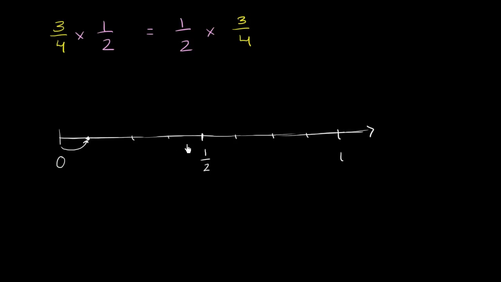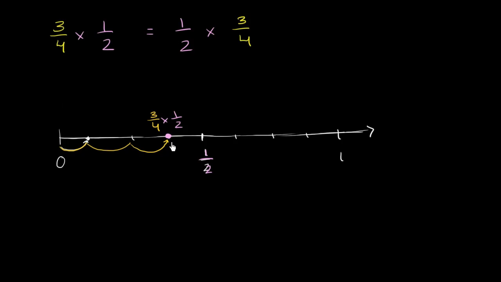But that's not what we care about. We want to get to 3/4 of 1/2. So we want to get to 1, 2, 3/4 of 1/2. So this point right over here is literally 3/4 times 1/2. And this is, of course, 1/2 here. But what number is this? We can now visualize it on the number line.